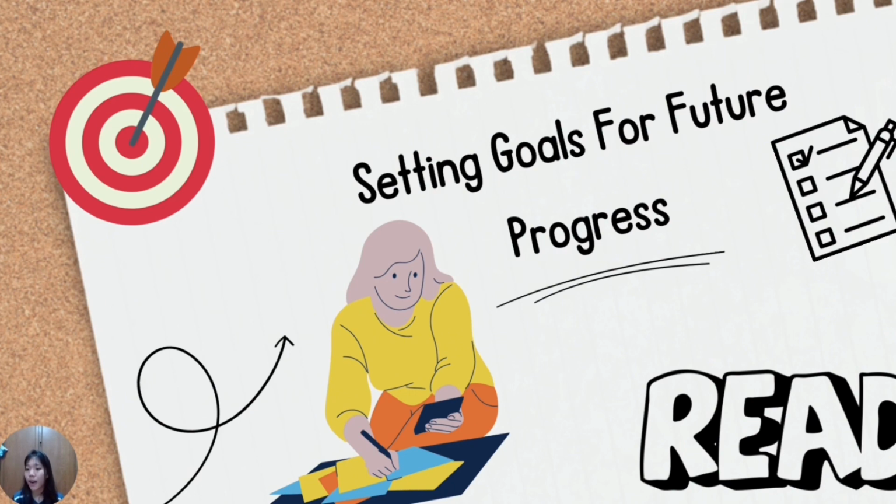Setting goals for future progress. During the last lab session, I wasn't adequately prepared for the experiment because I failed to review the lab manual beforehand. Consequently, I lacked understanding of the procedures and tasks for the day. To avoid this in the future, I commit to truly reading the lab manual before each session.